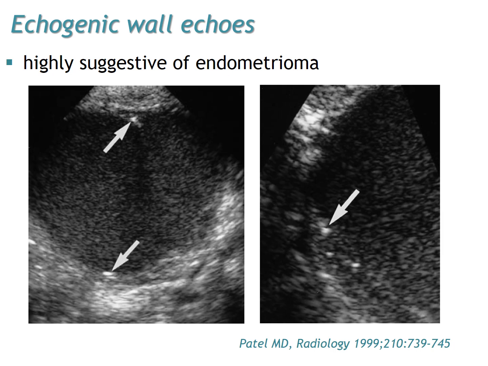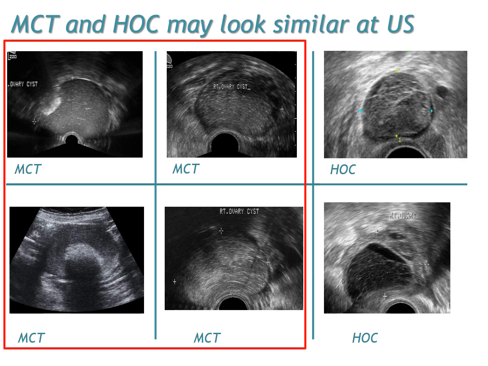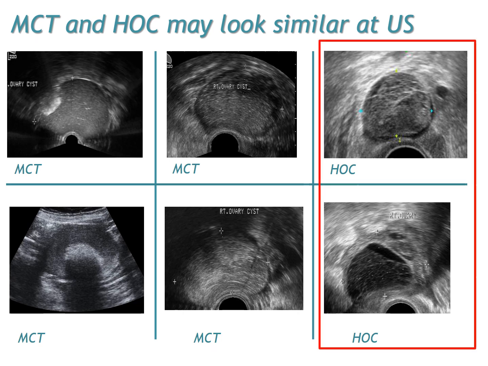If we see echogenic foci attached to the inner wall of a cystic mass having fine internal echoes, it is a highly suggestive finding of an endometrioma. These echogenic foci represent contracted old clots attached to the inner wall of an endometrioma. Mature cystic teratoma and hemorrhagic ovarian cyst may look similar to endometriosis at ultrasound. These are 4 different cases of mature cystic teratoma, and these are 2 different cases of hemorrhagic ovarian cyst.